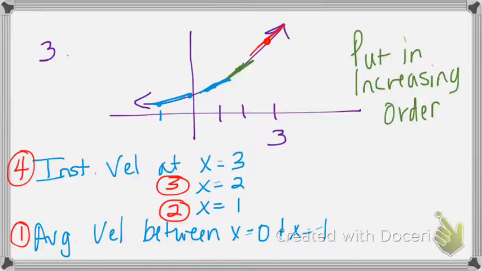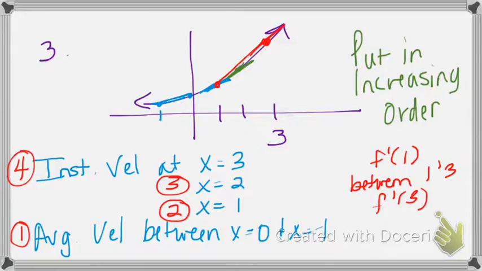If there happened to be one where I was saying the velocity between 1 and 3, that one is very, very similar. So what you would do is it would be 1, and then between 1 and 3, and then 3. Like if that was the choices. It would be f prime of 1, and then between 1 and 3, and then 3. Just so you know, the between one is always between the first and the last. And since all that was positive, that's the reason it's in that order.